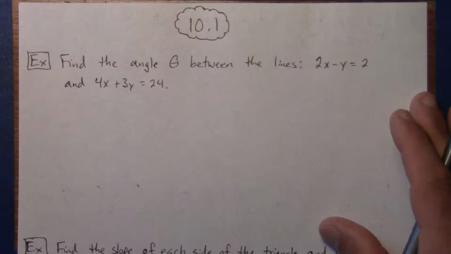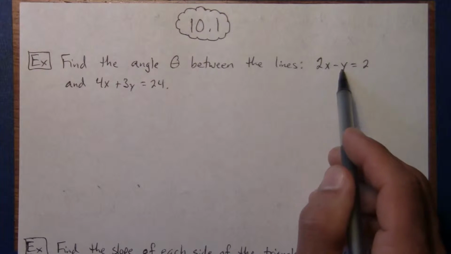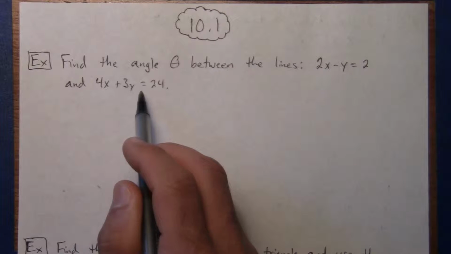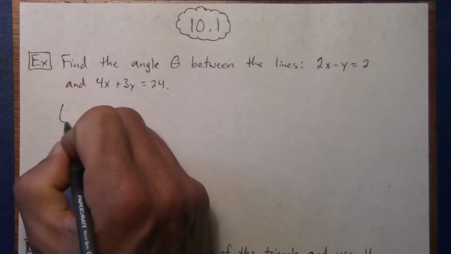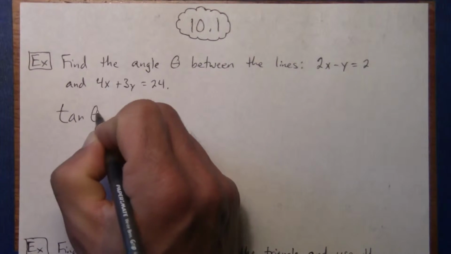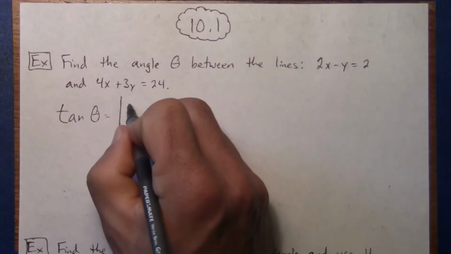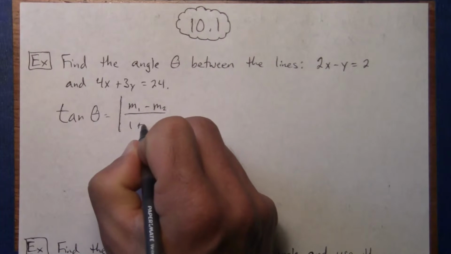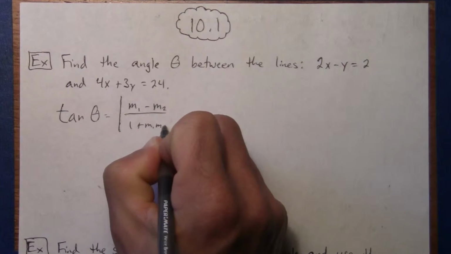Alright, so starting out with the first one, find the angle theta between two given lines, 2x minus y equals 2 and 4x plus 3y equals 24. And of course I want to use this formula. I want to use the tangent of theta is equal to the absolute value of slope 1 minus slope 2 divided by 1 plus slope 1 times slope 2.